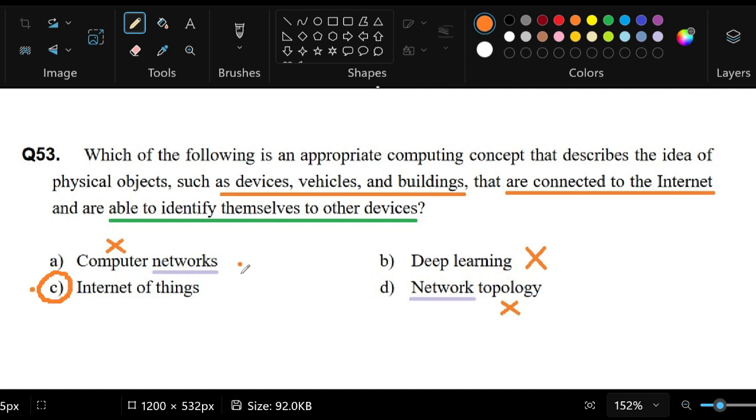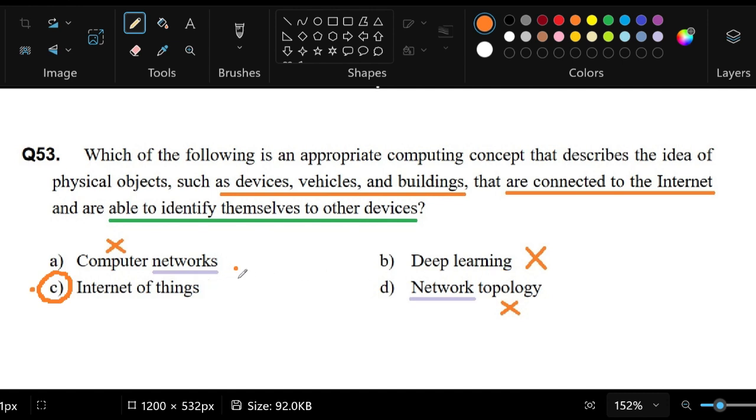that by looking at the other choices and eliminating those that didn't seem to agree with the statement that we got in the question. For example, letter B is saying something about deep learning, and I thought that the other choices were likely the answer because we need something that can connect to the internet. And we got physical objects like devices, vehicles, and buildings, and they can identify themselves to other devices as well. I thought that maybe if there weren't any other choice available here, we'll end up with deep learning.